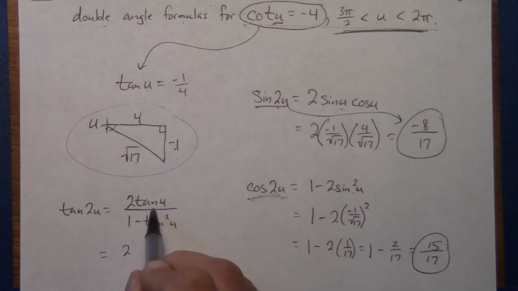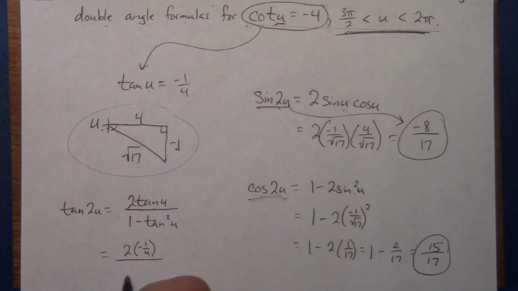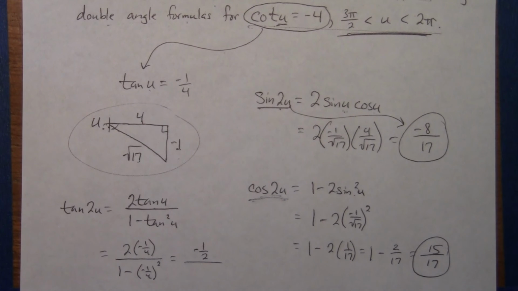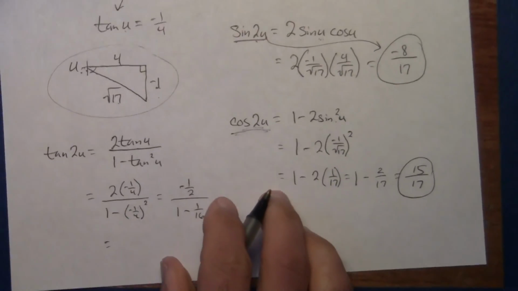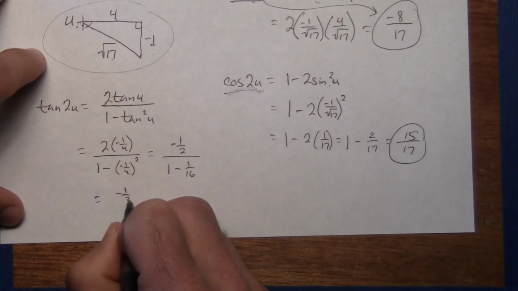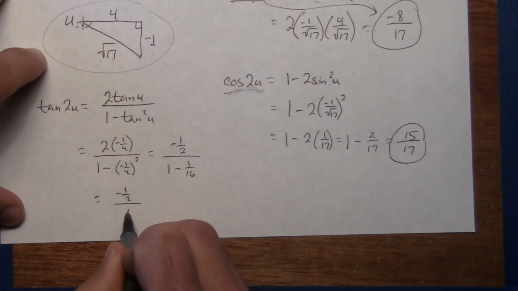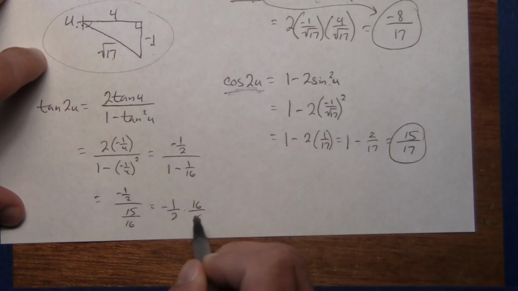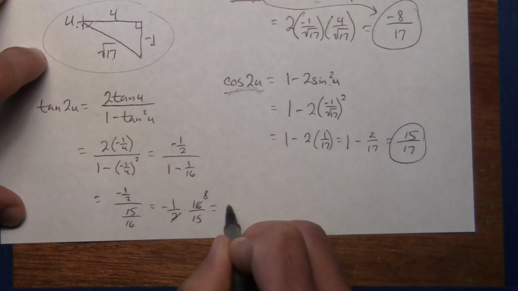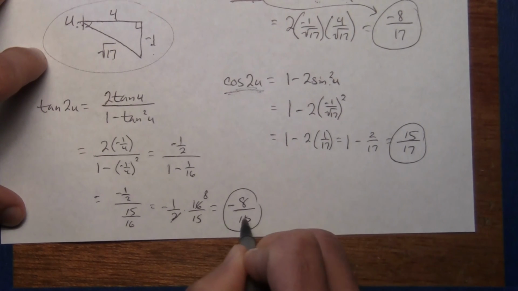This is going to be 2 times the tangent of u. Tangent is negative 1/4 divided by 1 minus the tangent squared. So negative 1/4 squared. And simplifying, I end up with negative 1/2 in the numerator divided by 1 minus squaring. That's going to give me 1/16. And so I am going to end up with negative 1/2 still in my numerator. Denominator is 16 over 16, so that's going to eventually be 15 over 16. And now when I multiply by the reciprocal, again, simplify ahead of time, that's going to give me negative 8/15.